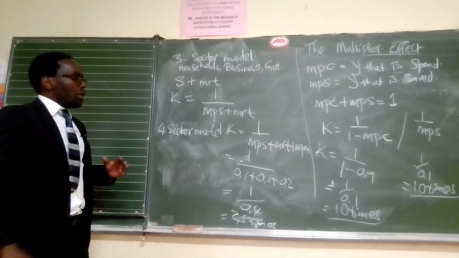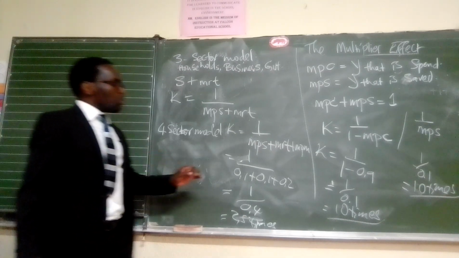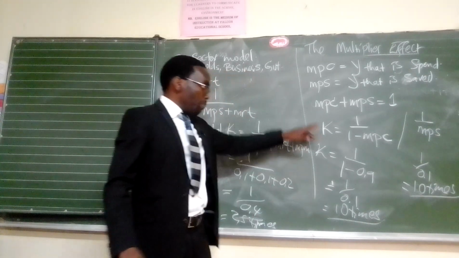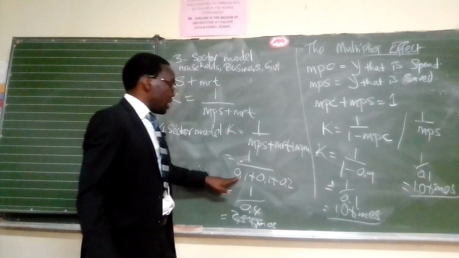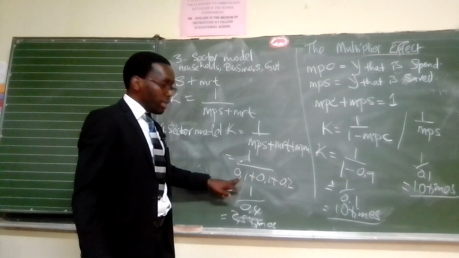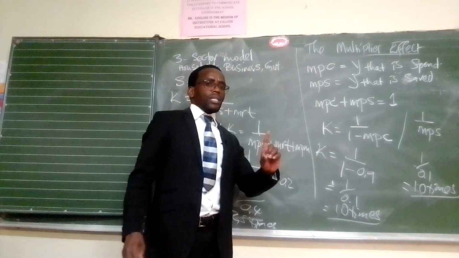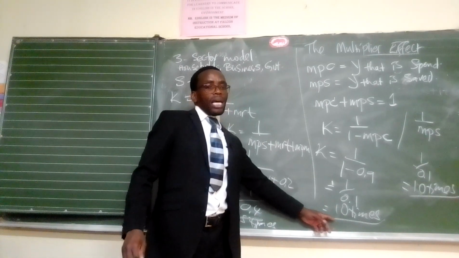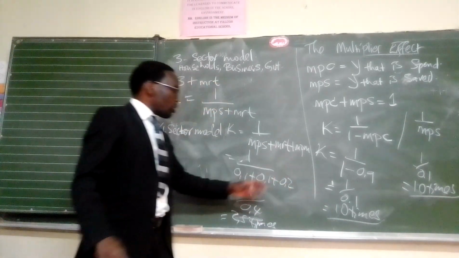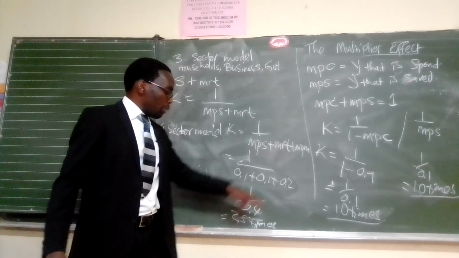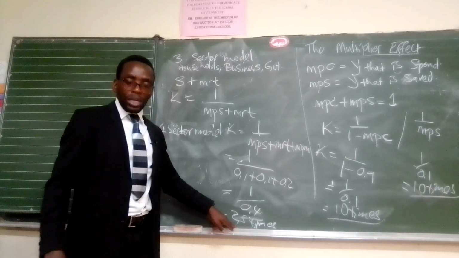Now, look at this. At first, we calculated the value of the multiplier when our MPS was 0.1. Even here, our MPS is still 0.1. But this is the thing. When we had only the MPS, the value of the multiplier was 10 times. Now, because we have added MRT and MPM, the value of the multiplier has gone down to 2.5 times.